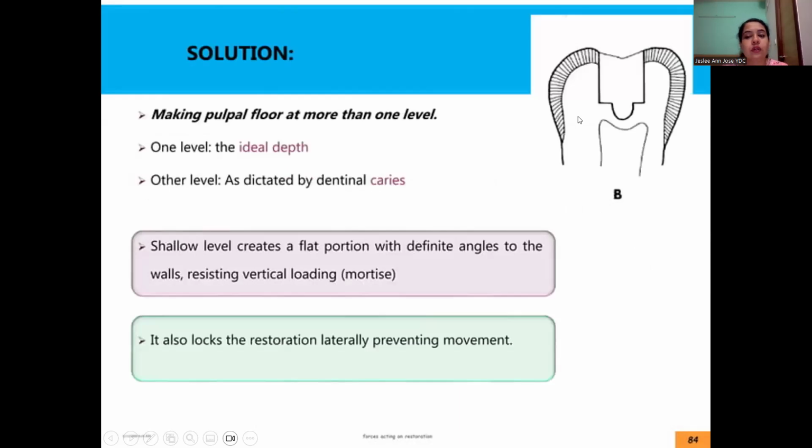So the solution, what you can do here is, you don't have to take the entire floor beneath when the caries is only at the central portion. You remove only the central portion, so at least this much part of the tooth structure is preserved.